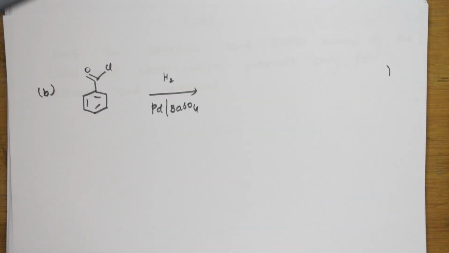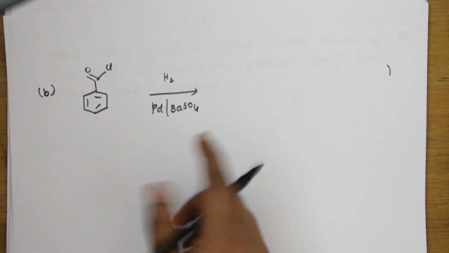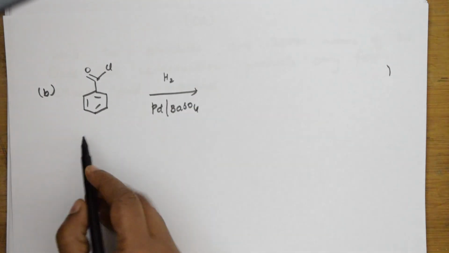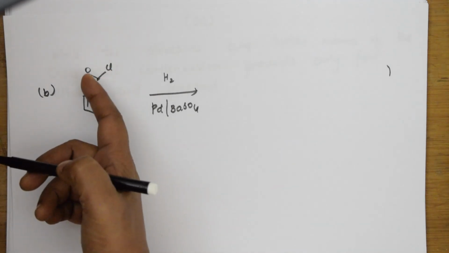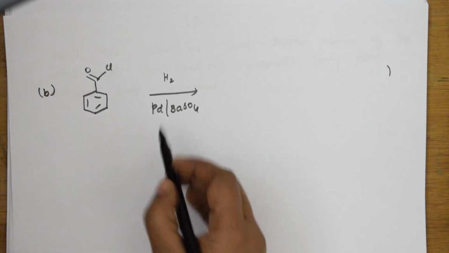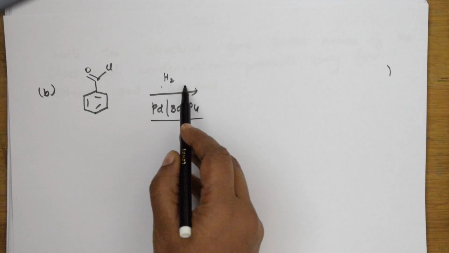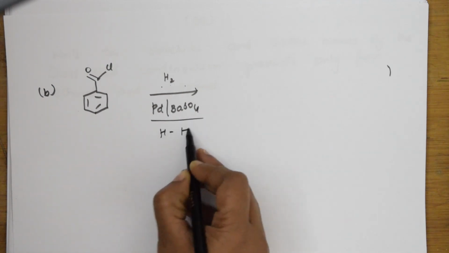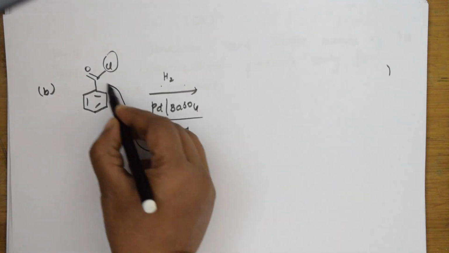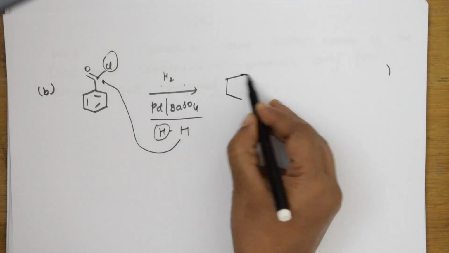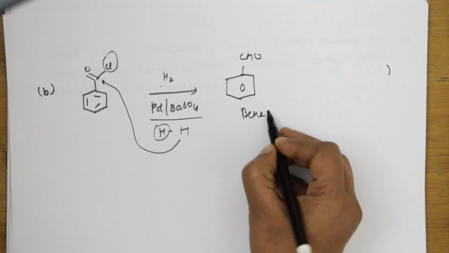Next, in part B, just an important thing. This is called benzoyl chloride, benzene ring with COCl. Here, when you see palladium on barium sulfate and hydrogen, hydrogen is nothing but reduction, isn't it? What happens in this reduction? This Cl and H come out as HCl, and your hydrogen goes and adds here. So what product do I get? I get CHO. This is benzaldehyde.